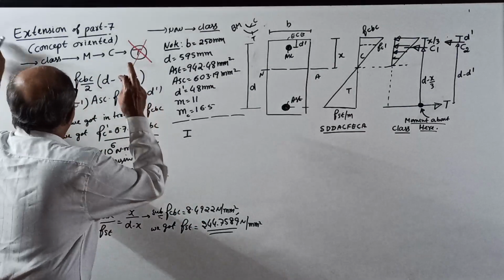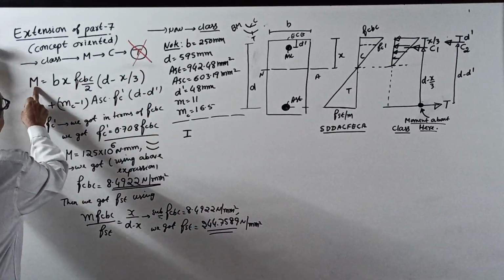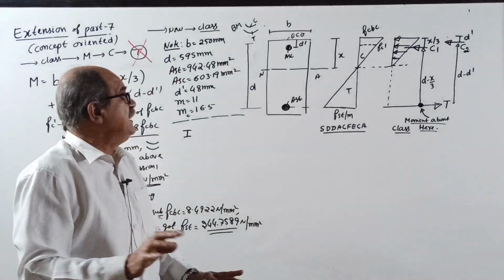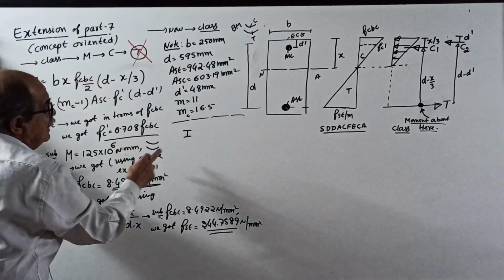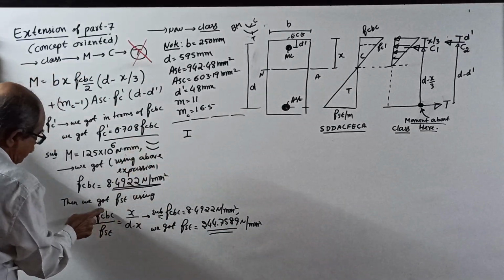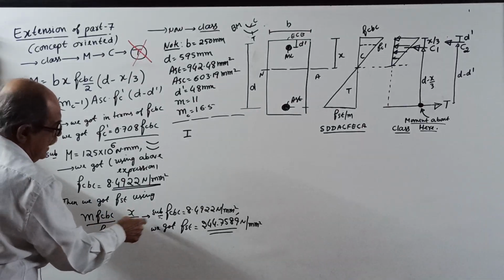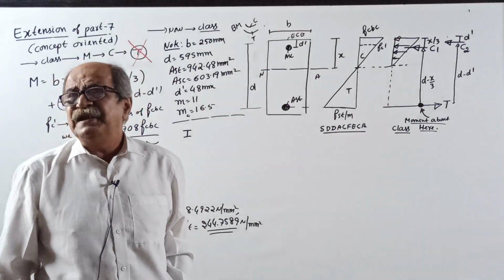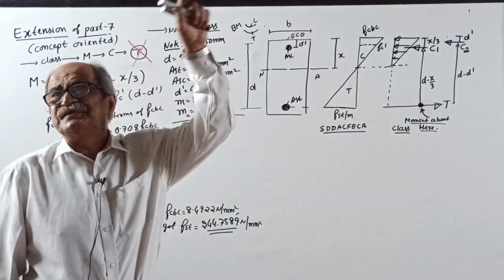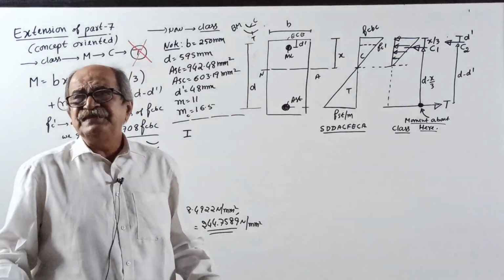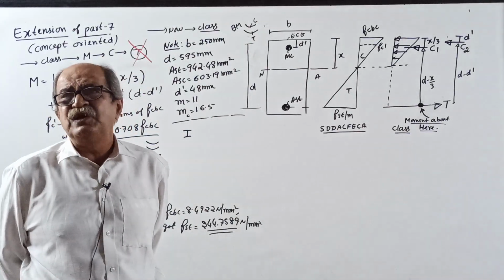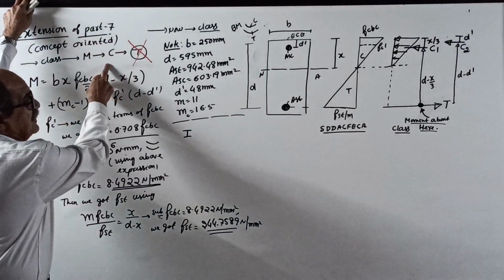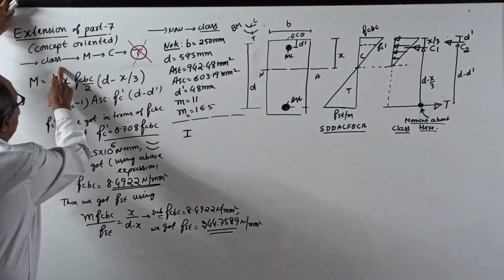To get fcbc, stress in concrete, substitute M and get fcbc. Once you get fcbc, you can use the relation m fcbc by fst equal to x by (d minus x) and get fst. Or fcbc, concrete compressive stress, you can find based on the compression equation, and tensile stress you can find based on the tension equation. That all we discussed earlier, but that is in a singly reinforced section. In a doubly reinforced section, the derived equation is only one.